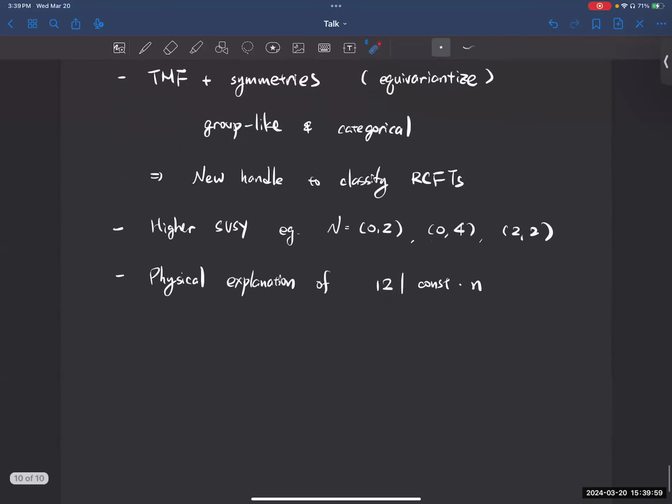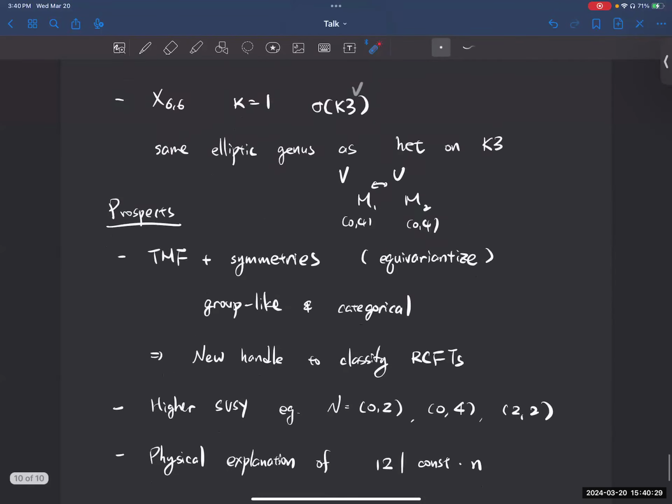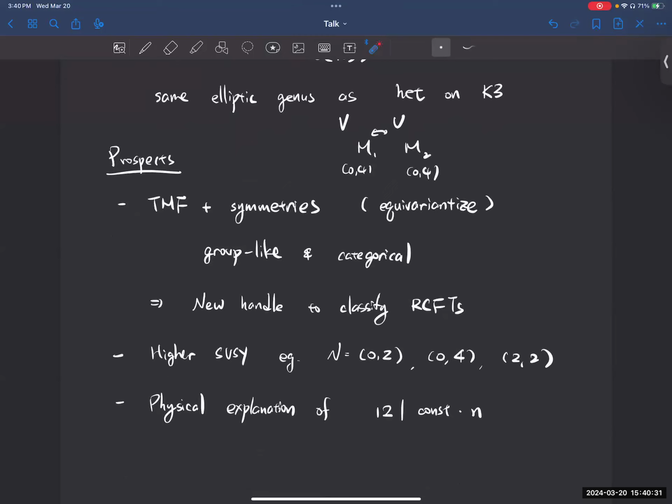And then finally, there's this thing I've been thinking about for a long time. I couldn't make any progress, which is, is there a physical explanation of this TMF constraint, purely using just the usual axioms we have for 2D quantum field theories, like locality, causality, this type of thing? So far I have no clue. So let me close there and see if there are more questions.